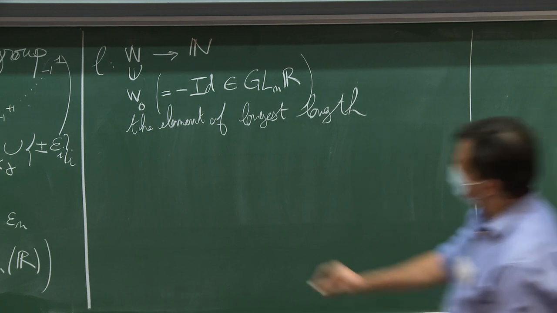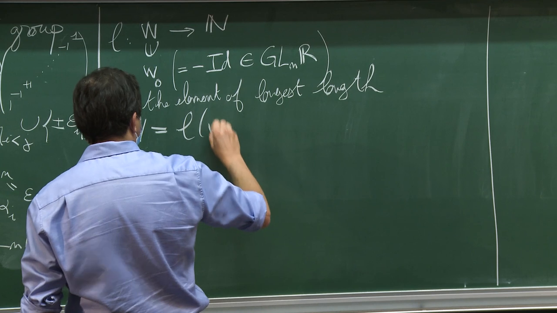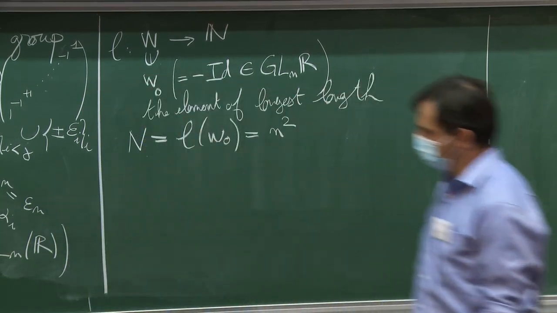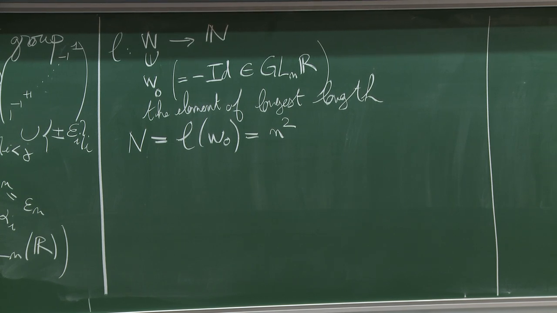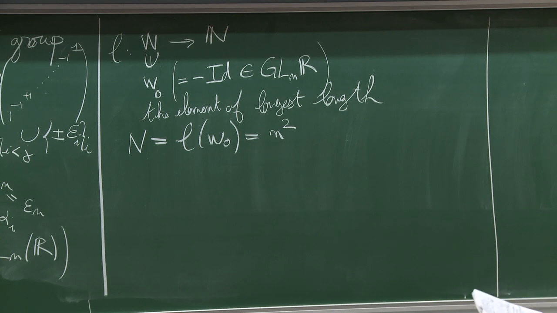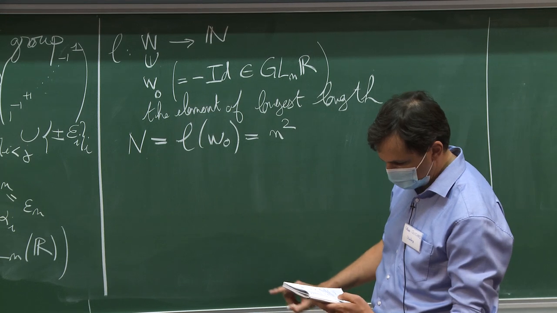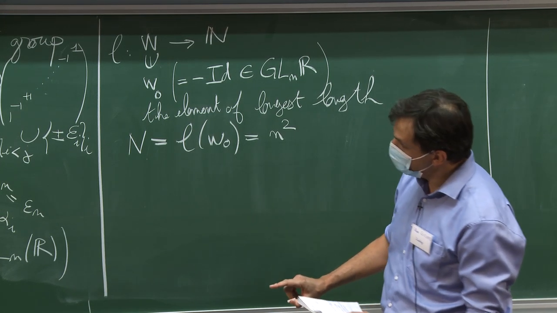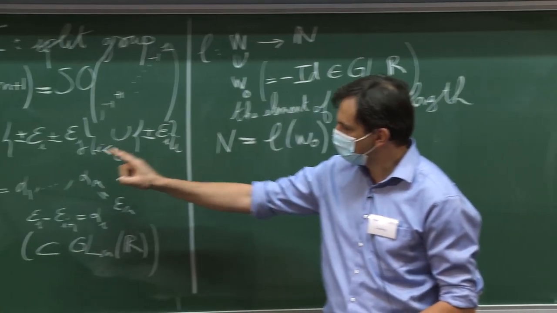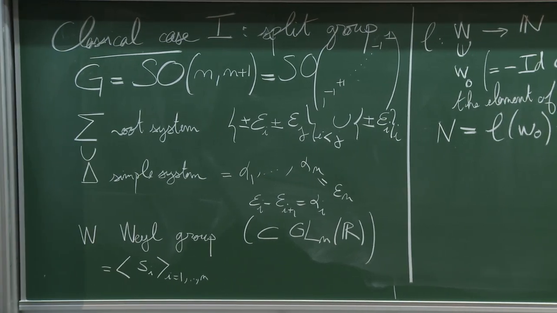Okay, and what is the length of W0? I will denote it by capital N. But in this example, it is equal to n squared, so you can understand precisely this. And I will need a further notation here, and then I will be able to state a result, for the one-parameter unipotent group associated with the alpha i.